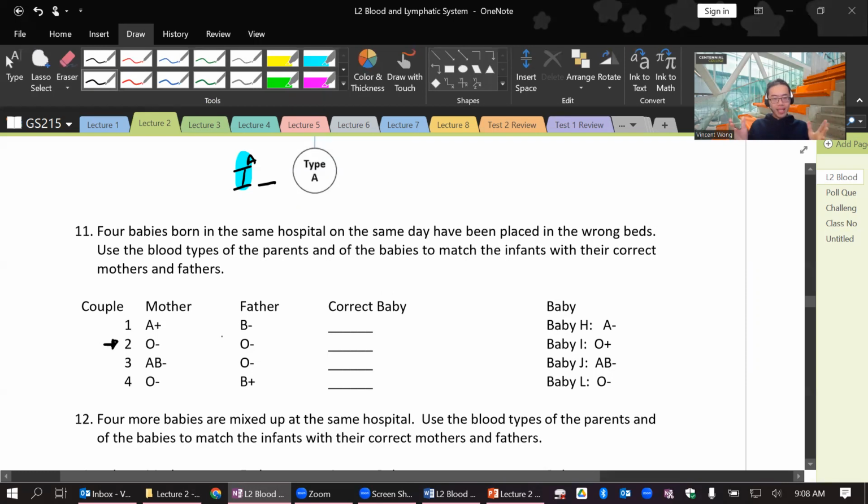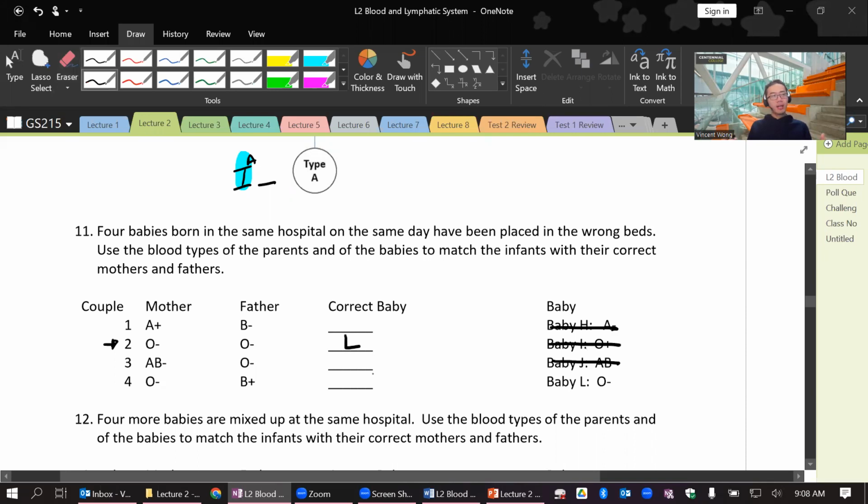That means I can apply rule number 3. Two O people will only be able to have O babies. So I know it's not baby H, I know it's not baby J. It has to be baby I or baby L. Then we look at the Rh group. It's negative and negative. Two people who are negative will only be able to have negative babies. For that reason, guaranteed, L belongs to them.